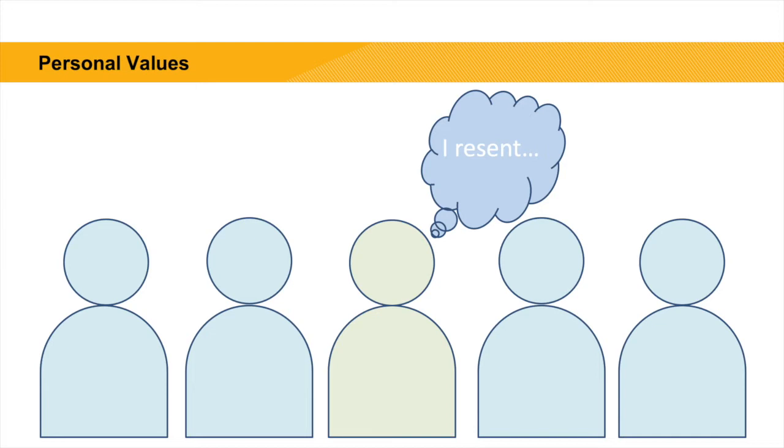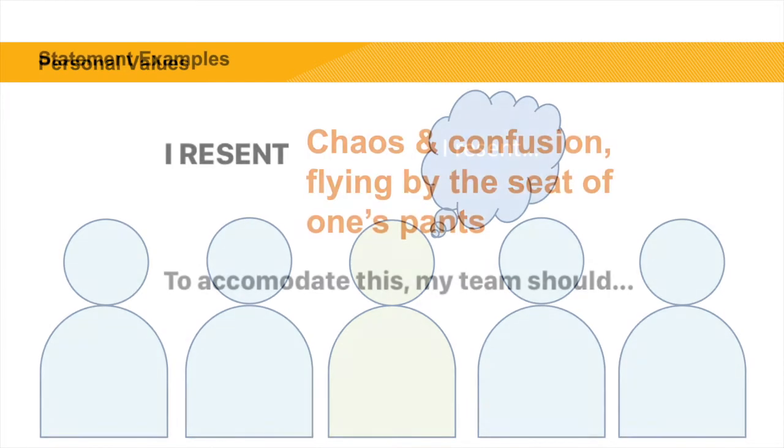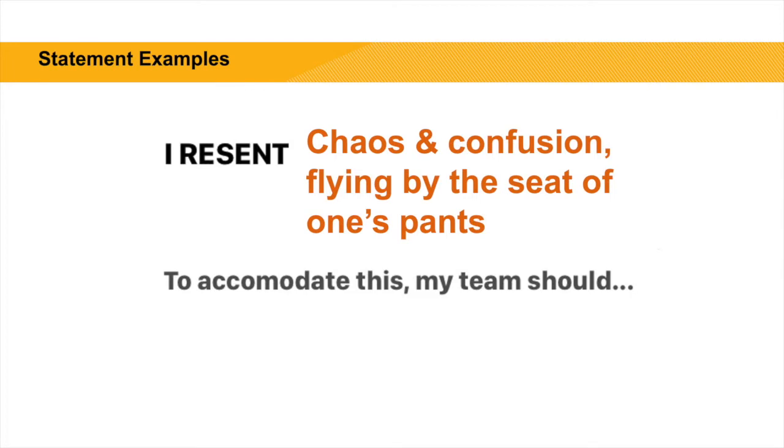Are there certain things that you want to be proactive about in your group? The I resent statement is a perfect way to encompass what really bothers you and make it into an actionable item that makes your team work better. Here is an example of an I resent statement. I resent chaos and confusion, flying by the seat of one's pants. In this activity, you will be selecting I resent statements that are developed based off of your specific Clifton strengths.